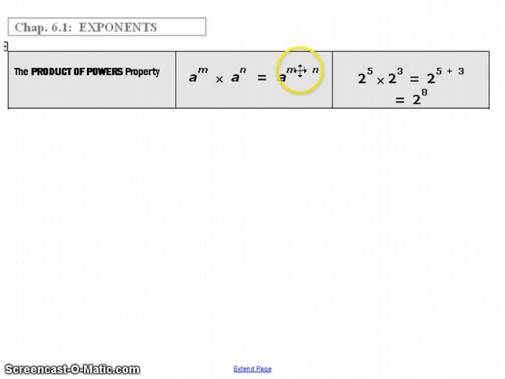So in this case it doesn't help you a lot, you're calling it m plus n. But in this case you're adding 5 plus 3, which makes 8. It's a much handier answer to carry around than what you'd had before. So based on that, go ahead and do questions 1, 2, and 3. When you come back, I'll show you the answers to those.